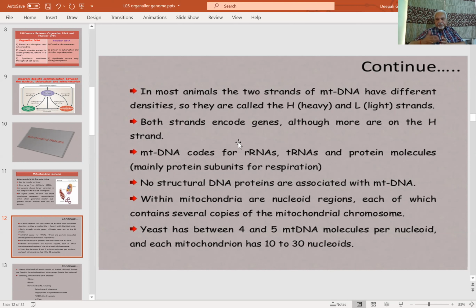For example, in yeast you have 4 to 5 mitochondrial DNA molecules per nucleoid, and each mitochondria has 10 to 30 nucleoids. So you can imagine that there are 4 to 5 molecules per nucleoid, and each mitochondria has 10 to 30 nucleoids. So you can multiply that to see how many DNA molecules will be there per mitochondria.